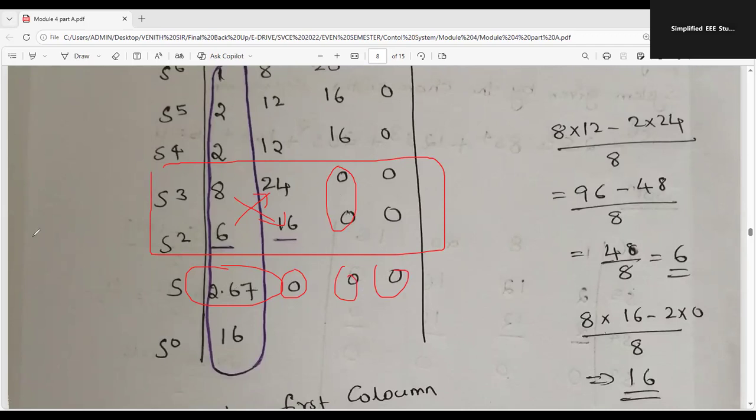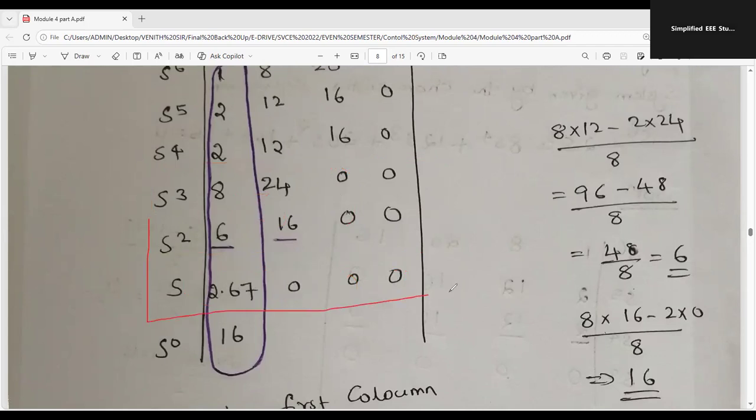The last row has to be updated. How to update the last row? So simple. Please consider these two rows. So 2.67 into 16 minus 6 into 0, divided by 2.67. I should get the value 16. By the way, I could find this out; the remaining elements you can put 0, 0, 0, no problem. It doesn't matter actually.